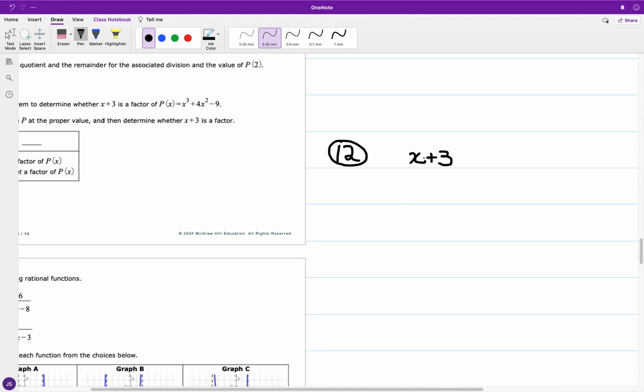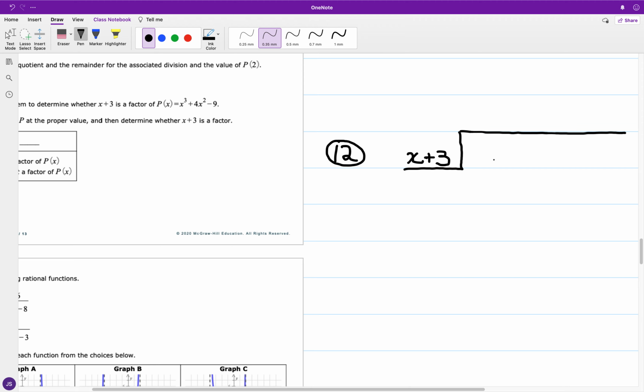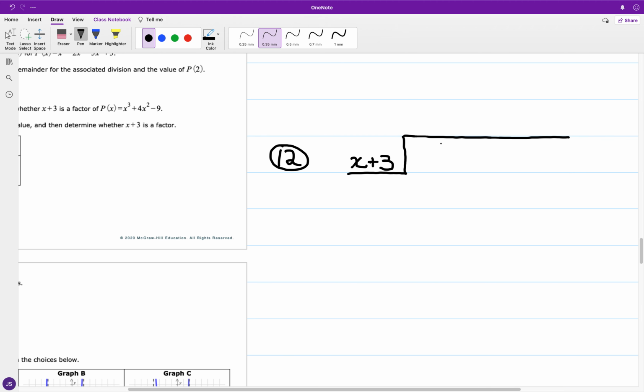If I set things up along the lines of polynomial division, we'll start out in the format of long division, but we're going to use synthetic division to solve. So you have the dividend, again, x cubed plus 4x squared minus 9. So you have x cubed, plus 4x squared, and we do not have a first order x term, so we're going to use 0 for placeholder purposes. So you have 0x, and we have minus 9.